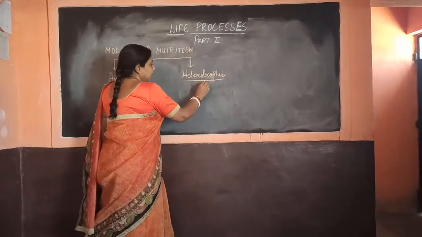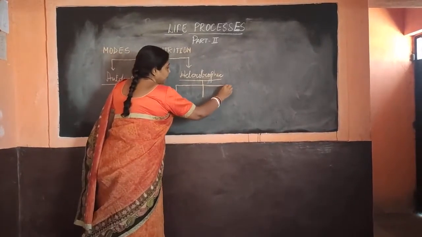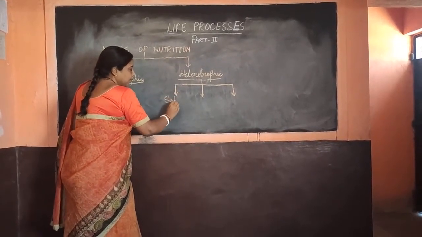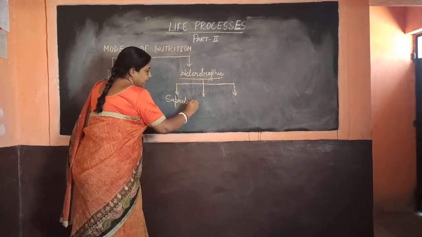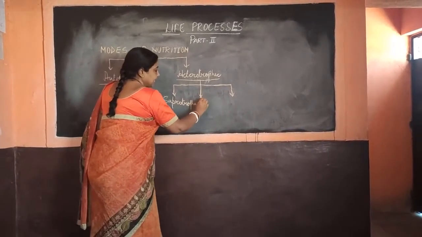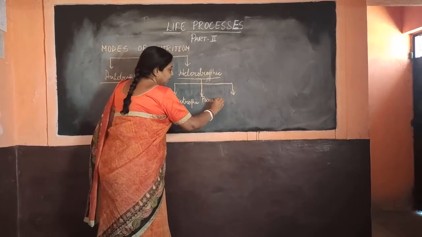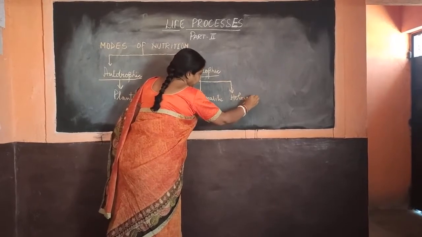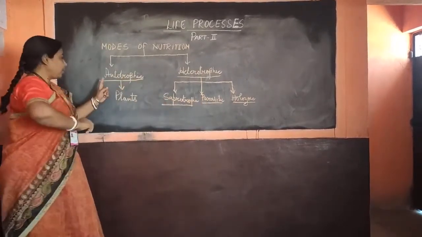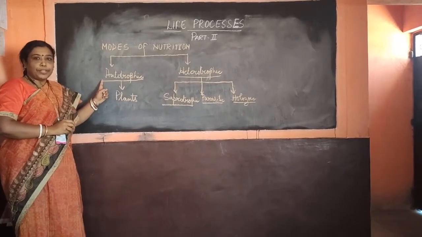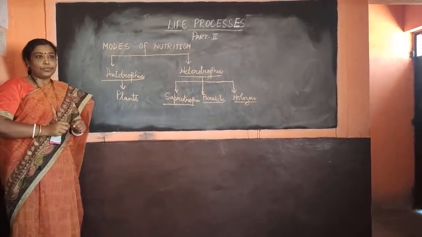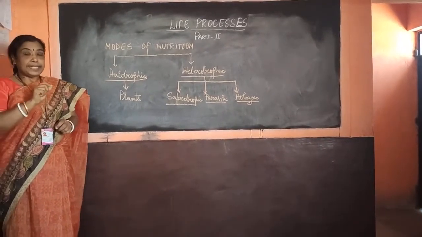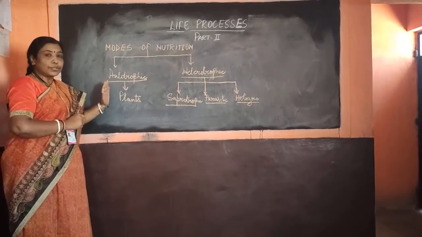In heterotrophic, again there are 3 different modes which you have to study in class 10. The first one is saprotrophic. The second one is parasitic. And the third one is holozoic. First, see autotrophic. In autotrophic mode of nutrition, plants prepare their own food by the process of photosynthesis. So today we will be dealing in detail the process of photosynthesis.